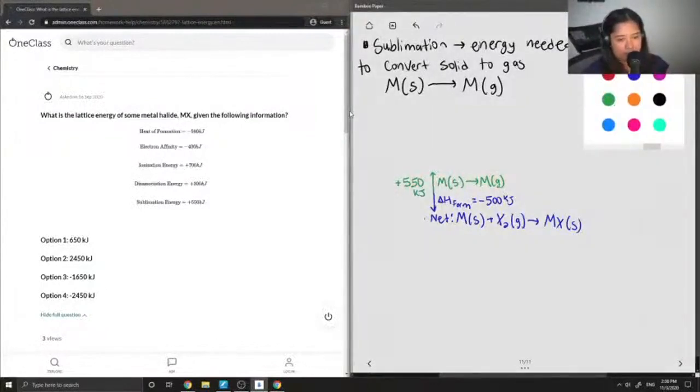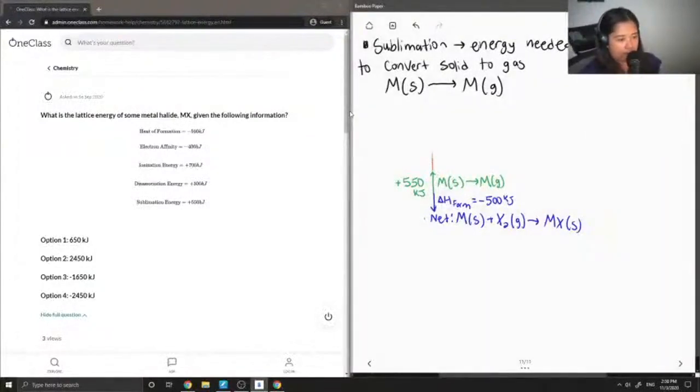Now that we have our metal as a gas, I want to convert my halide to a gas, but it is a gas, so I first need to break apart the X2 bond. So I'm going to write out that the bond dissociation needs to occur just to get a halide on its own. And this required 300 kilojoules of energy.